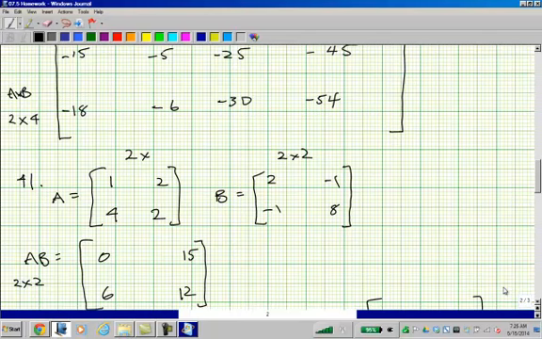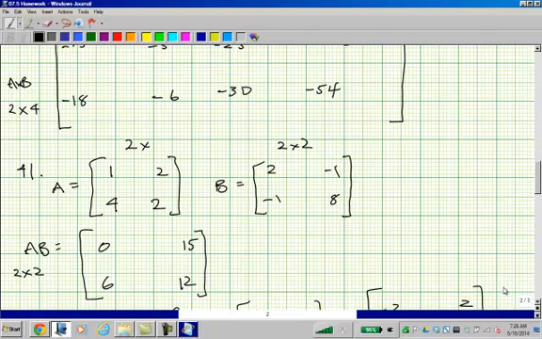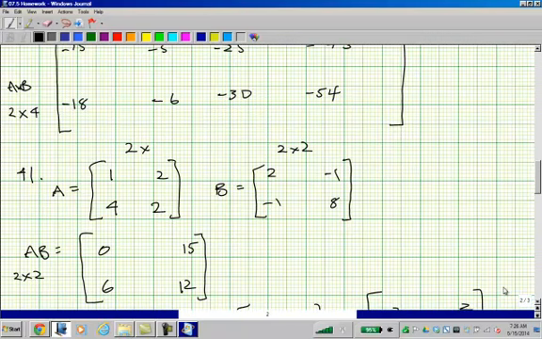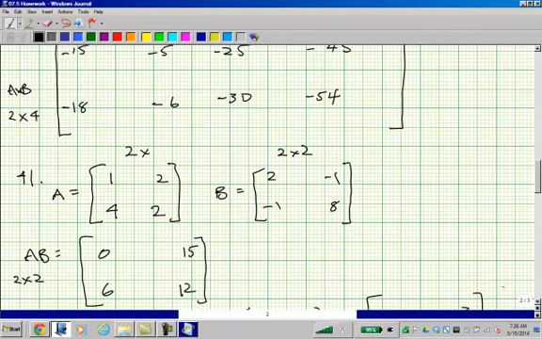41. Okay. Now, this is a 2 by 2. This is a 2 by 2. So there's 2 columns on the left, 2 rows on the right, so it's going to be okay. And dimensions will be 2 by 2.